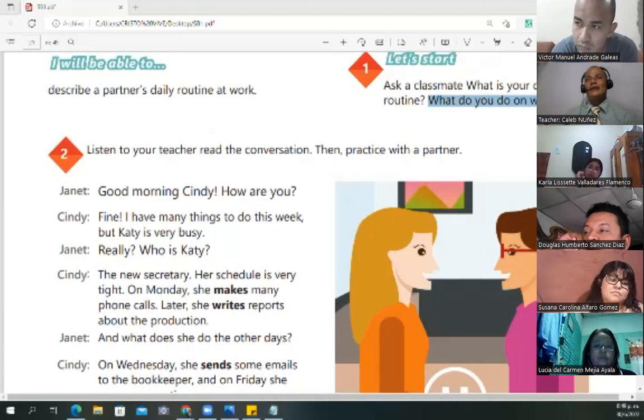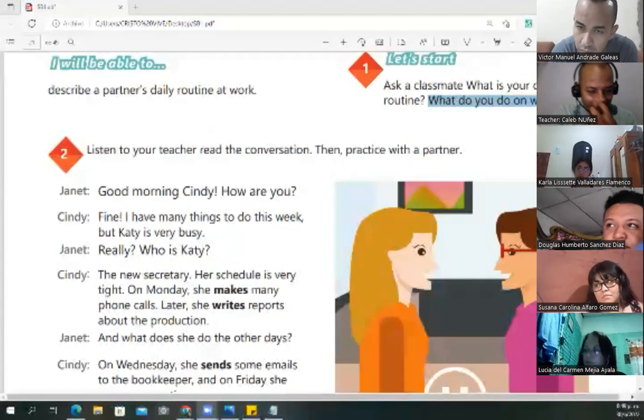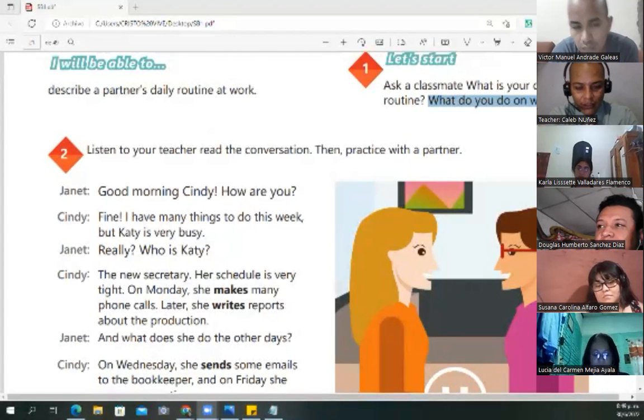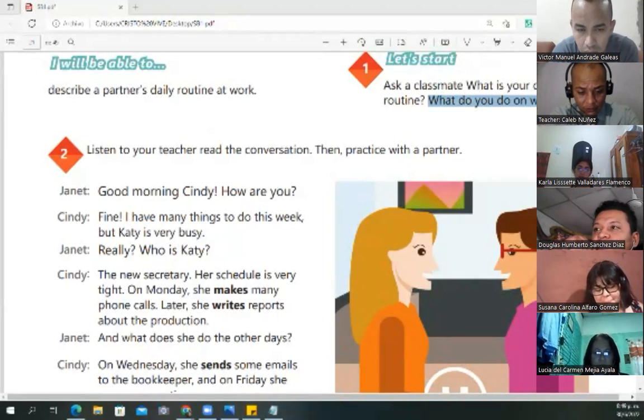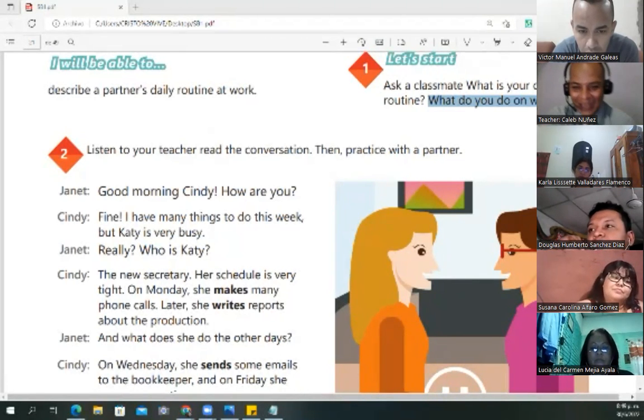Tratemos de agregar algo más como lugar o personas, por ejemplo. Vamos a ver acá. I make the lunch for my family. With my friends. Excelente. With my friends. A ver, ¿quién me dijo del lunch? I make the lunch with my for my family. Okay, I make lunch. Ahí me le quitas el artículo, okay? I make lunch for my family. Wow, nice. Okay, somebody else?